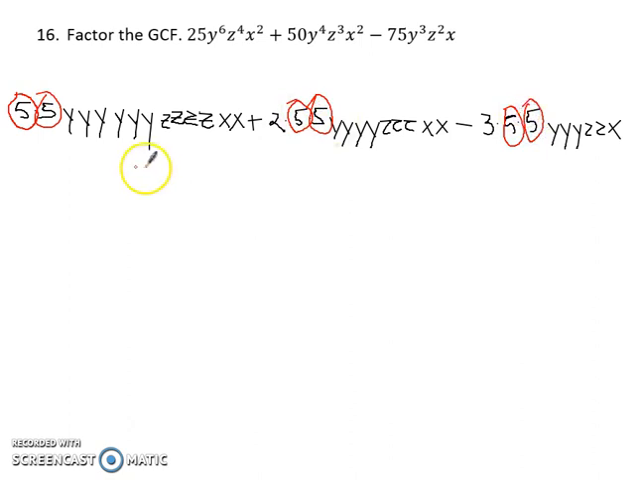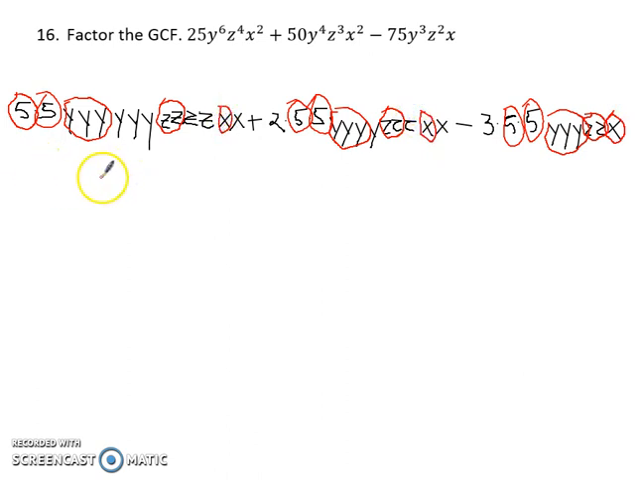Let's see, how many y's do I have in each? I have 3 y's in each. So 2 of the terms have more y's than that, but the last term here only has 3, so I can only circle 3. And I have 2 z's in each. Once again, some of these terms have more than 2 z's, but the last one only has 2, so we can only circle 2. And this last term only has 1x, so we can only circle 1x in each.